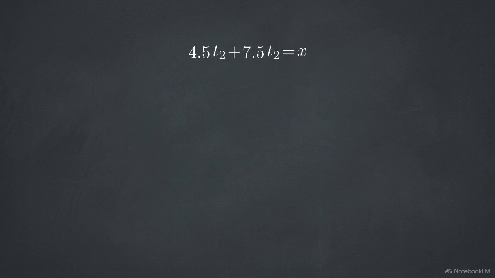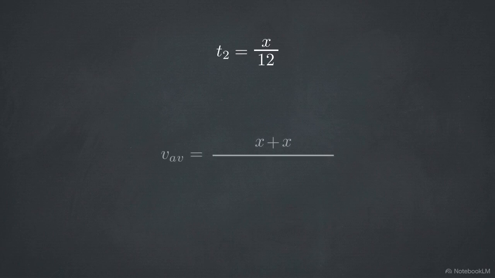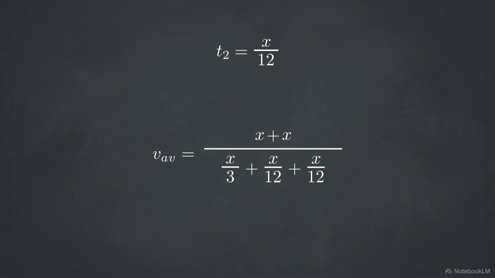To isolate t2, we combine the terms in our second equation to get 12t2 equals x. This means t2 is equal to x divided by 12. Now we construct the total distance over total time fraction for the path. The distance is x plus x, and total time is our t1 value plus the two t2 intervals.